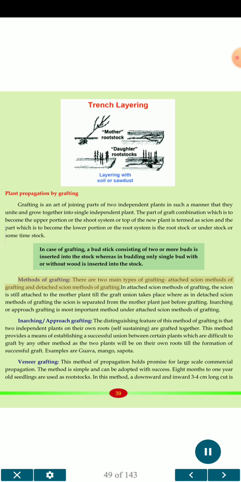Methods of grafting. There are two main types of grafting: attached scion methods of grafting and detached scion methods of grafting. In attached scion methods of grafting, the scion is still attached to the mother plant till the graft union takes place, whereas in detached scion methods of grafting the scion is separated from the mother plant just before grafting. Inarching or approach grafting is the most important method under attached scion methods of grafting.